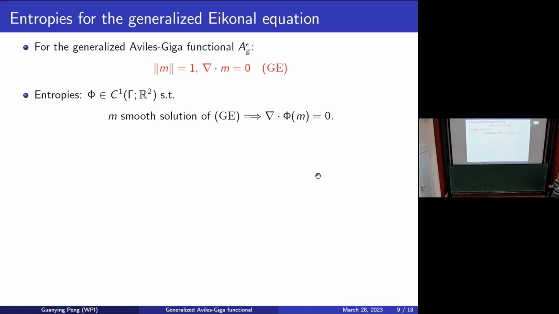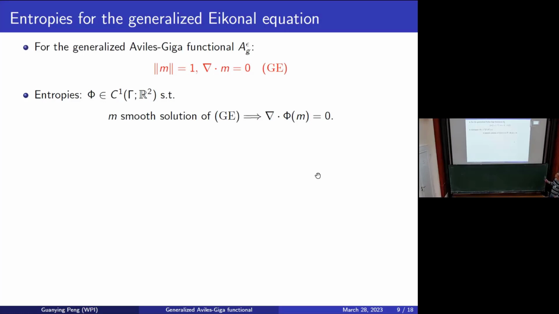The first one is the natural one. If you have a solution of the generalized Eikonal equation, then entropy productions should vanish. Here, just similar to the classical setting, we require entropies to be something defined on gamma, where this gamma is the unit circle of the norm. That is where this vector field M lives in this setting. And then they take values into R2. Here, this gamma is just a C1 curve in general. So the best general regularity we can assume on phi is just a C1 mapping.